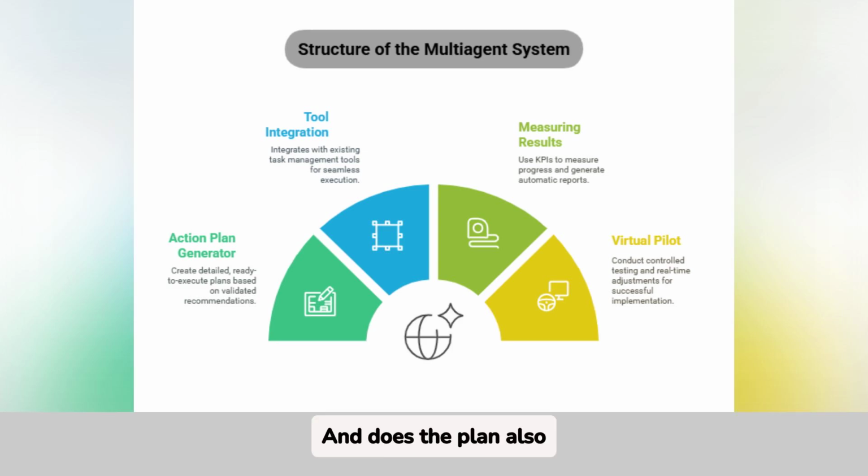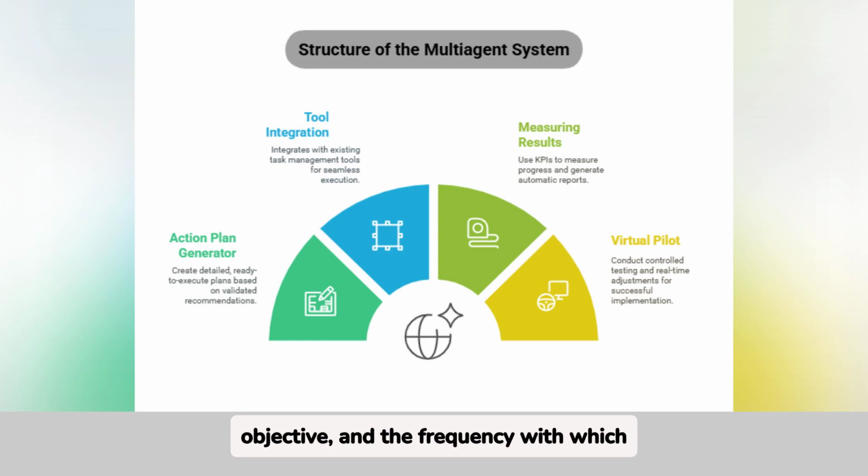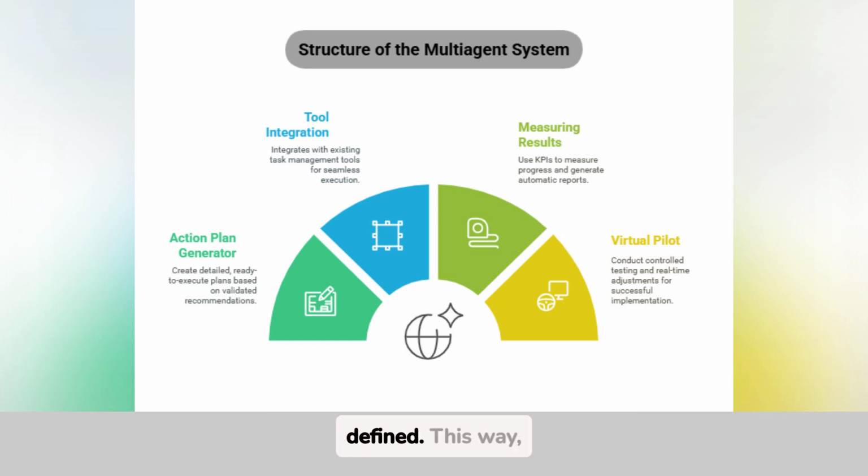And does the plan also include how to measure the results? Because we often do things, but we don't know if they really worked. Yes, each plan includes specific KPIs linked to the project objectives. The baseline, expected objective, and the frequency with which it should be measured are defined. This way, when the plan is completed, the system can provide you with an automatic report telling you if it was successful, what percentage it was met, and the impact generated.